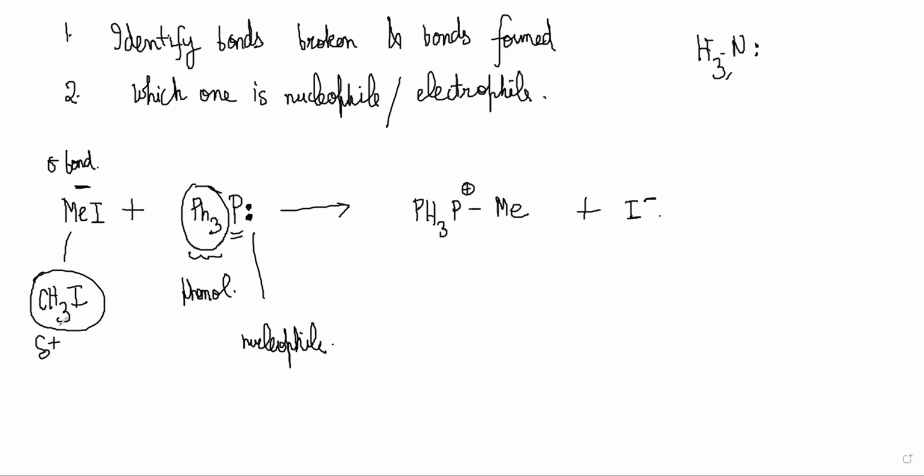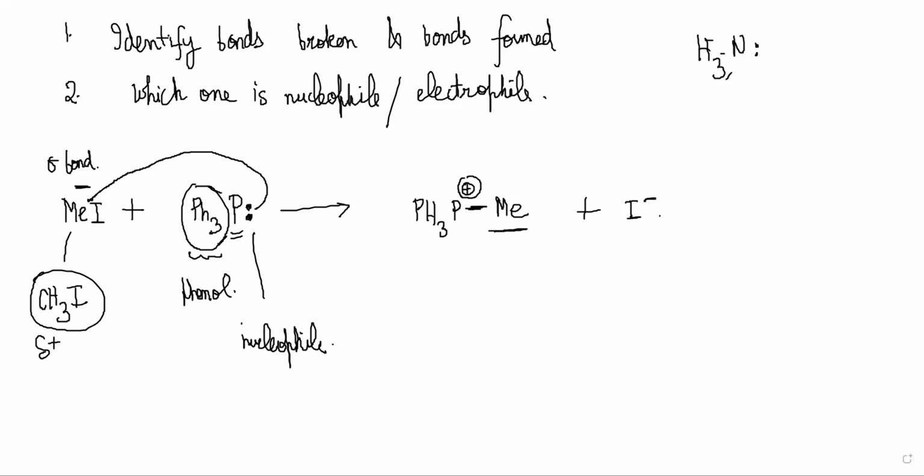You understand the identification is important. CH3I is the electrophile, and this is the nucleophile. So now these two electrons will come and attach themselves to the carbon, and they will form a bond with the carbon. Since phosphorus has lost both the electrons, it occupies a plus charge.